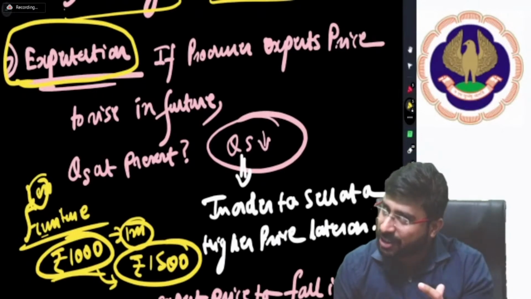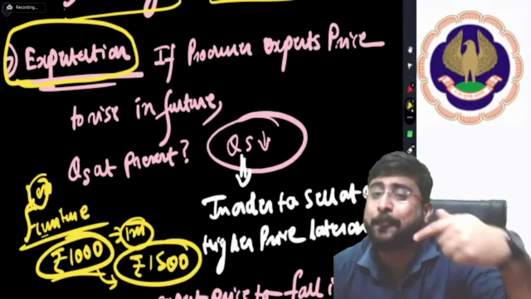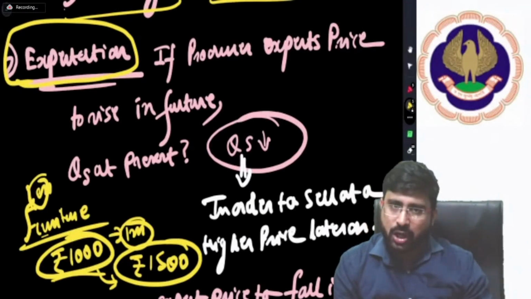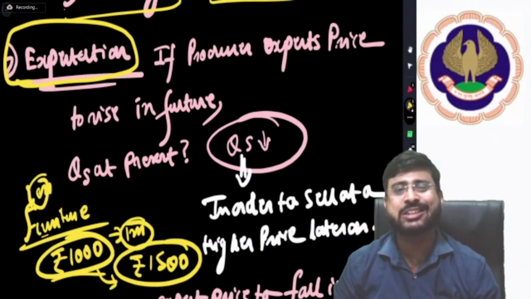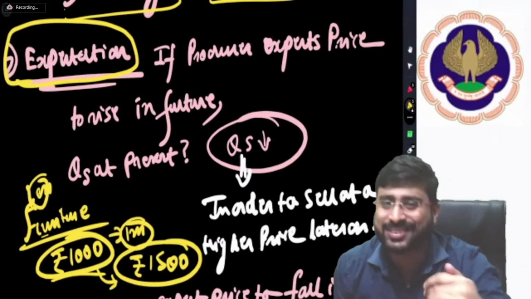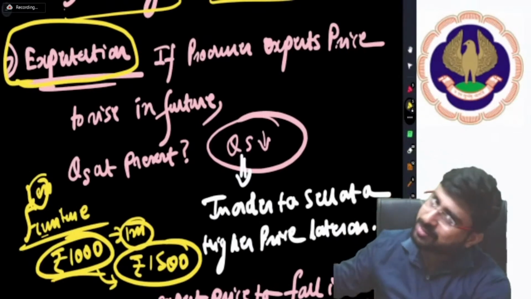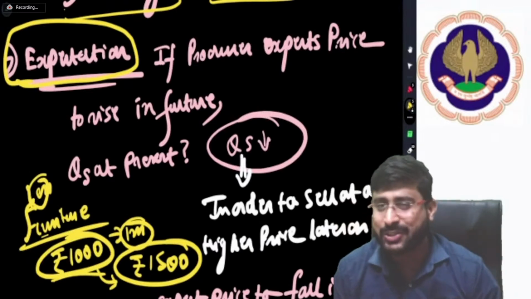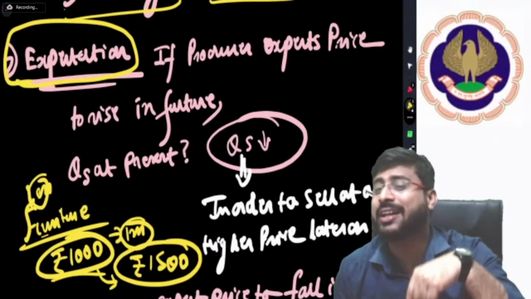So if a producer is expecting that in future prices will rise, they will start supplying less today so that they can sell it later on. They will start stocking the commodity, keeping the stock so that they can sell it at a later date at a much higher price if they're expecting a rise in price.